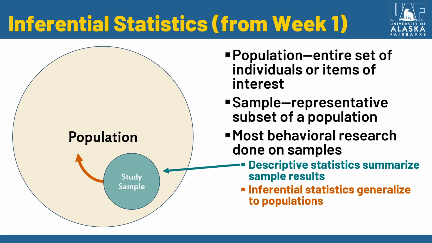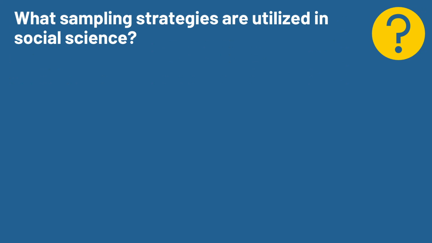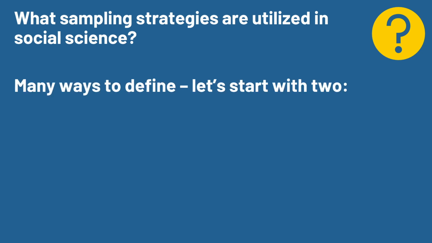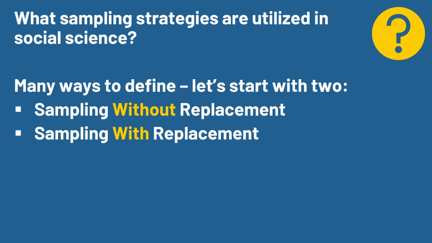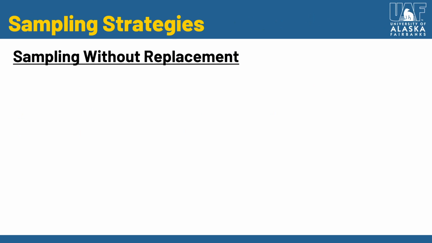But anyway, moving forward to sampling strategies. Sampling is obviously extremely important in social science. It is, however, not the primary focus of this course, so I'm not going to get into the weeds here, but I would like to at least introduce this content. There are lots of ways we can define sampling, lots of things we should consider. But broadly speaking, let's just talk about two ways we can sample. One is without replacement, and one is with replacement. These are intuitive terms.